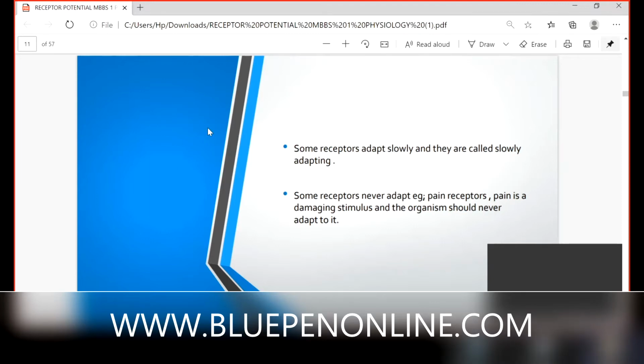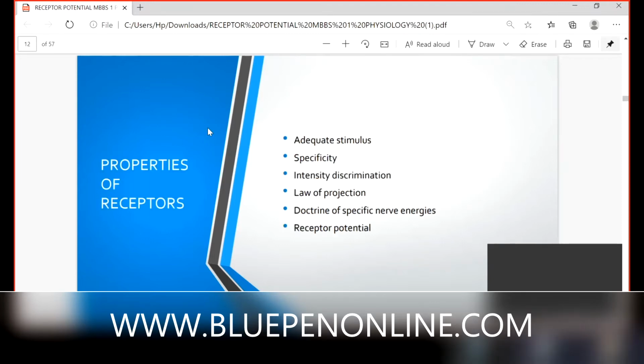Now, next is about the properties of receptors. The main properties of receptors are, first one is adequate stimulus, then specificity, intensity discrimination, law of projection, doctrine of specific nerve energies, and receptor potential. These are the properties of receptors.